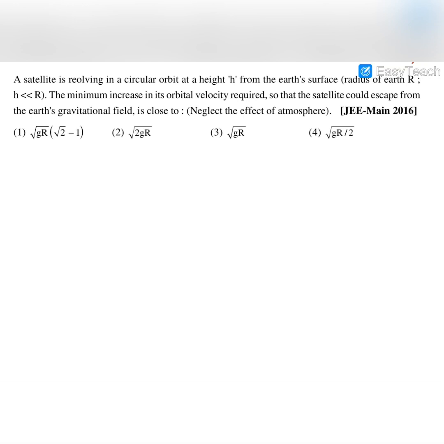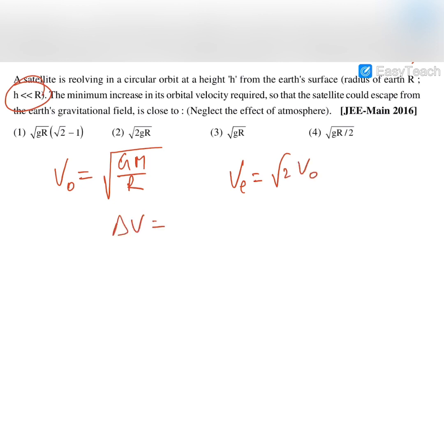In this question, there is a satellite revolving around the earth in a circular orbit of height h from the earth's surface, and h is very, very less than r. We know that in this case, when the orbit is very close to the earth's surface, the orbital velocity is under root G m by r, and the escape velocity is equal to root 2 times the orbital velocity. So the increase in velocity will be equal to (root 2 minus 1) into V0.